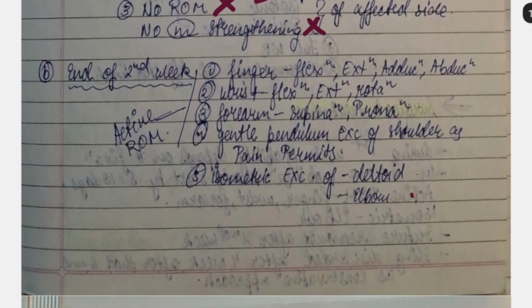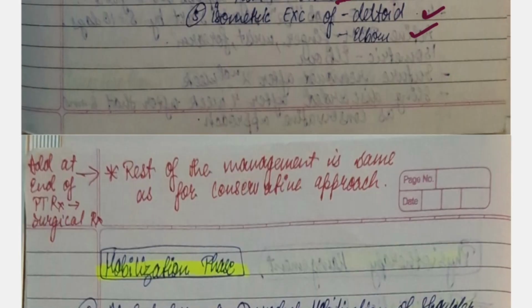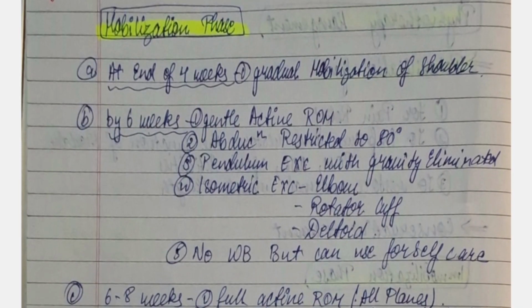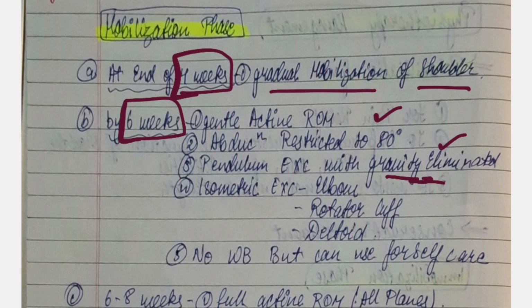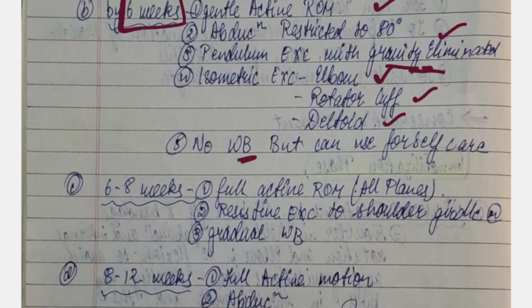Now by the end of the second week, all active range of motion should be there, outside of the POP cast. Then gentle pendulum exercise of the shoulder as pain permits. Isometric exercise of deltoid and elbow. Now in the mobilization phase, at the end of 4 weeks, gradual mobilization of the shoulder. By 6 weeks, gentle active range of motion, abduction restricted to 80 degrees, pendulum exercise with gravity eliminated, isometrics of elbow, rotator cuff and deltoid muscle. No weight bearing should be done, but the patient can use it for self-care.